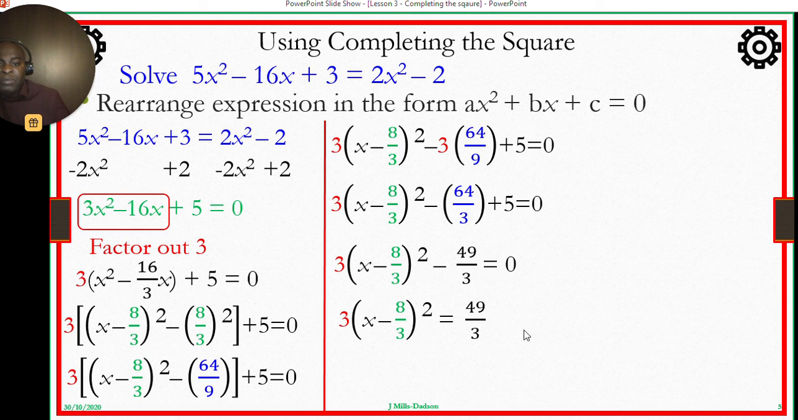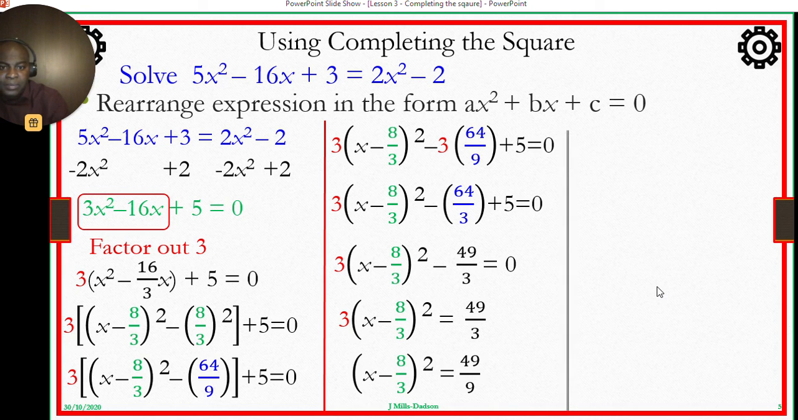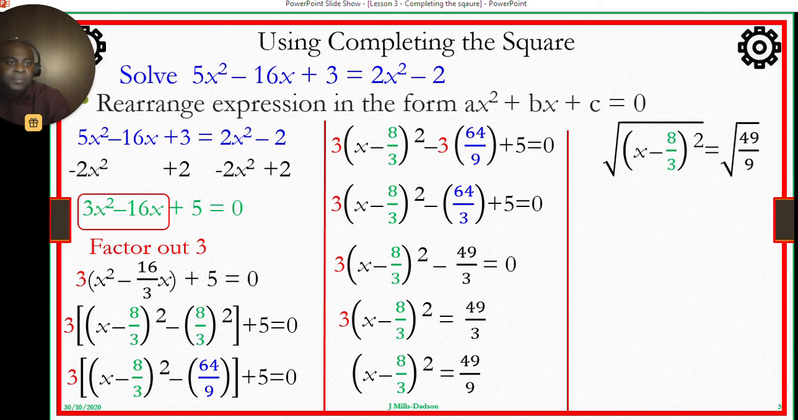We need to divide both sides by 3 to get rid of this 3. Take the square root of both sides. And that will give us x minus 8 over 3 equals plus or minus 7 over 3. Remember, square root of 49 is 7. Square root of 9 is 3. Add 8 over 3 to both sides.